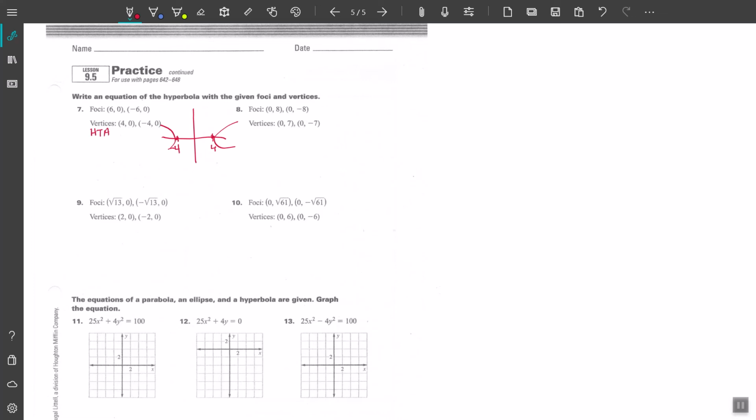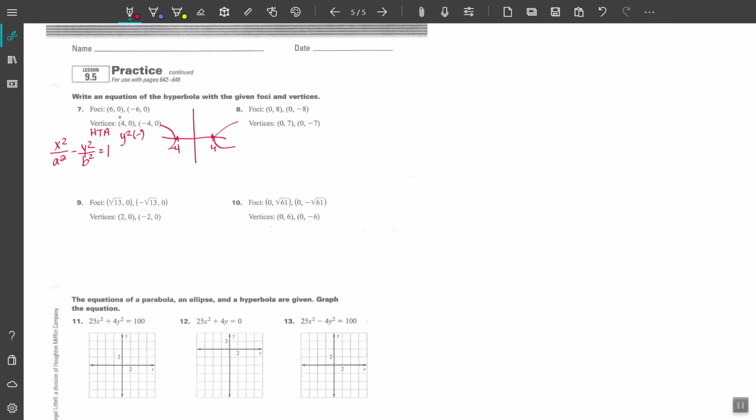If you go back and look through the steps that we wrote down, a horizontal transverse axis means that the y term is negative. So our y squared term is going to be negative in this case. That tells us that we are dealing with the standard form equation that has the x squared term first and the y squared term second. The next thing we have is our foci. We can see that those are also lying on the x-axis, at 6 and negative 6. That's going to help us here in a minute.